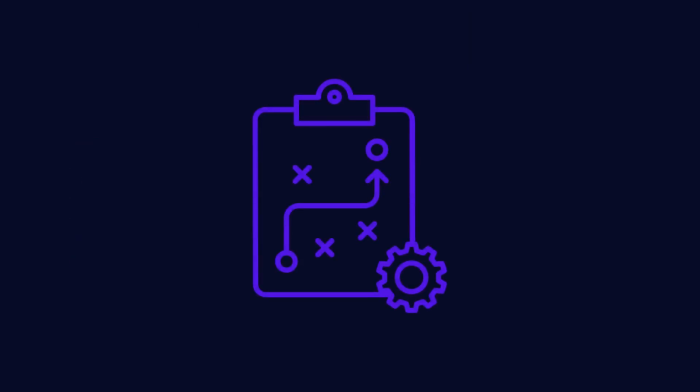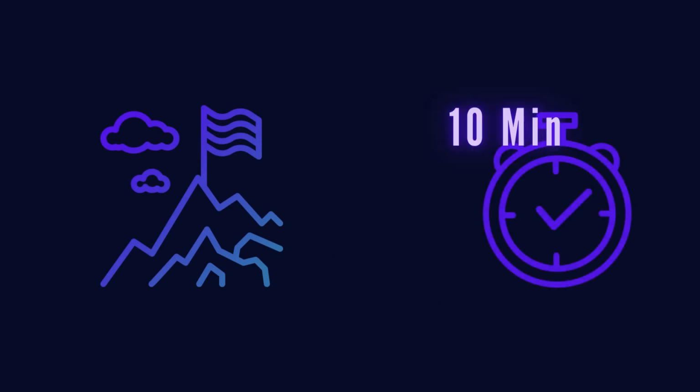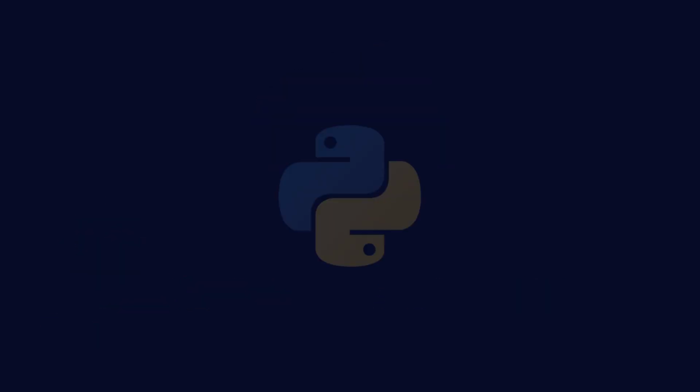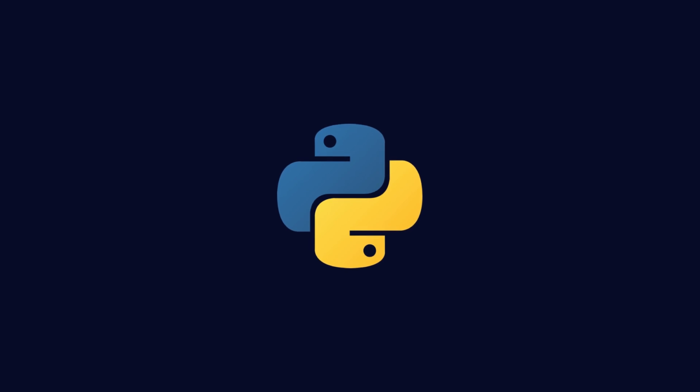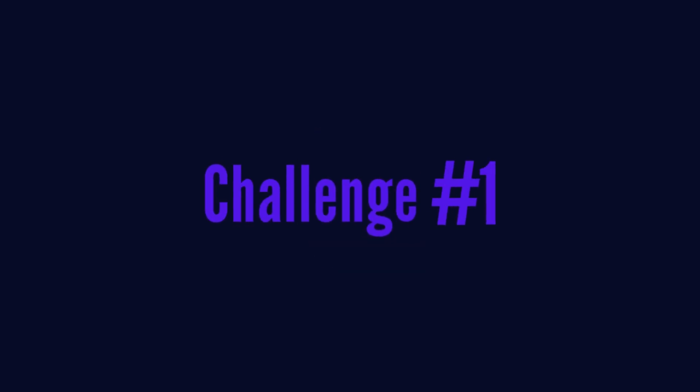Alright, here's how it's going to work. I'll introduce each challenge, and we'll set a timer for about 10 minutes per problem. Try to solve it on your own first, and then we'll go through the solution step by step. Each problem will build on core Python skills and challenge you to think critically about the best approach. Let's start with challenge number 1.